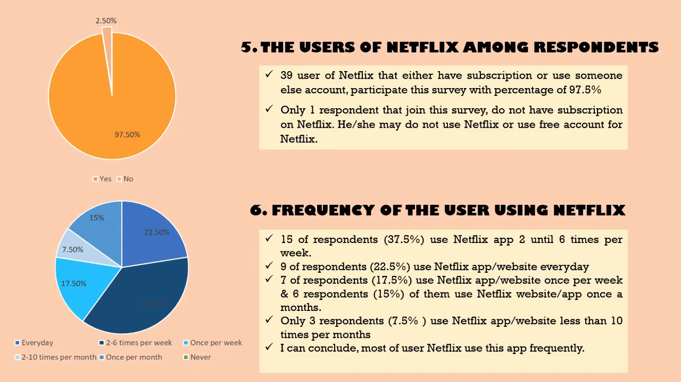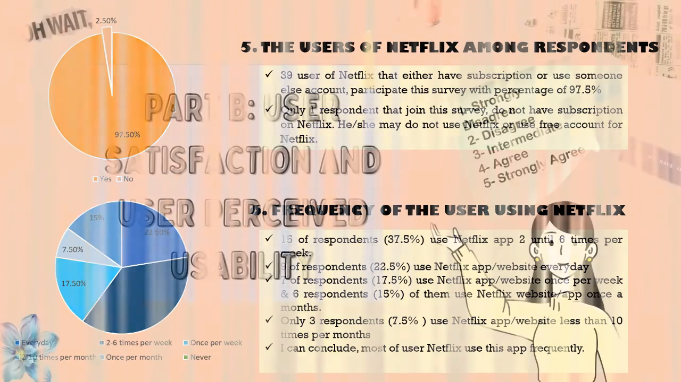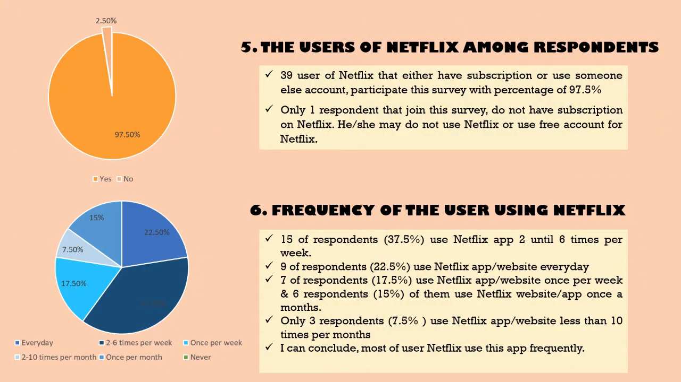Number 6 is the frequency of users using Netflix. From the graph, we can see that 15 of the respondents use the Netflix app 2 to 6 times per week, 9 respondents use the Netflix app or website every day, 7 use Netflix once per week, 6 use Netflix once a month, and only 3 respondents use the Netflix app or website less than 10 times per month. From this, I can conclude that most users use this app frequently.